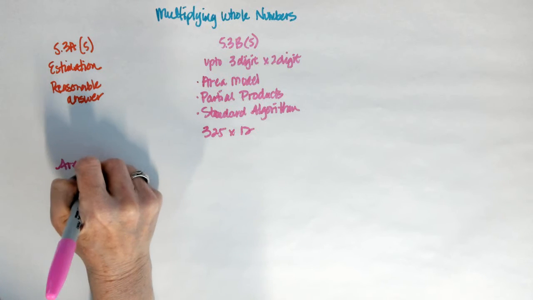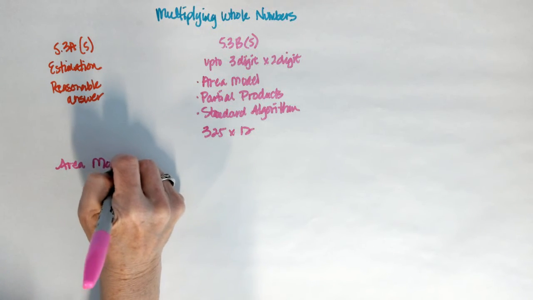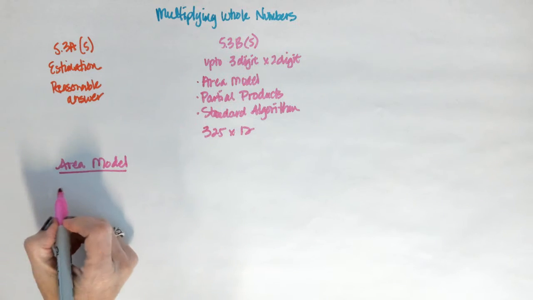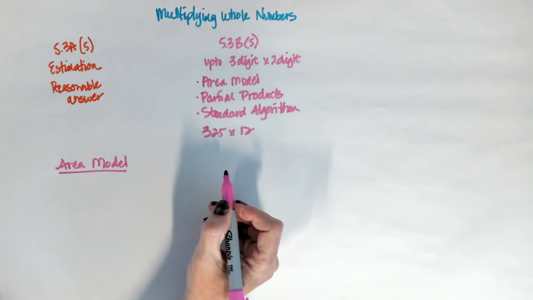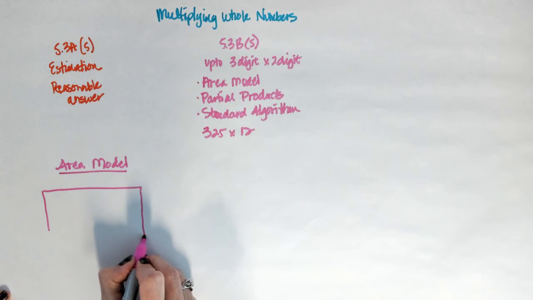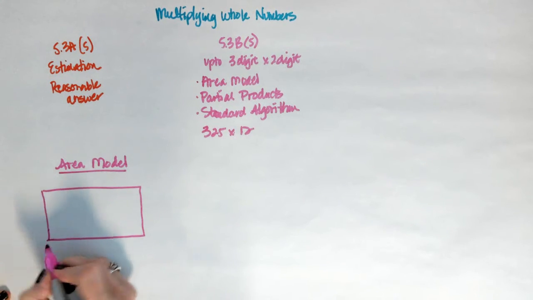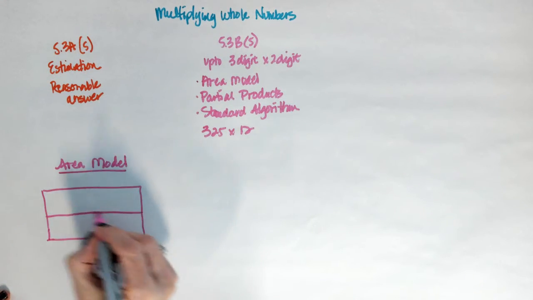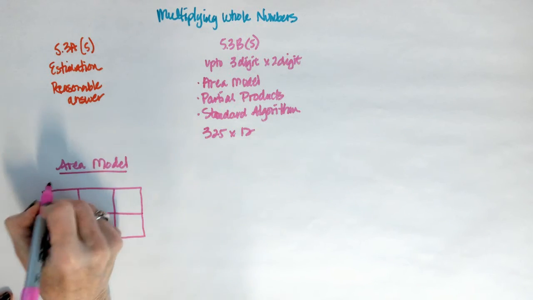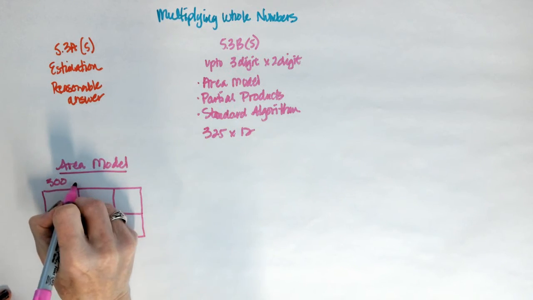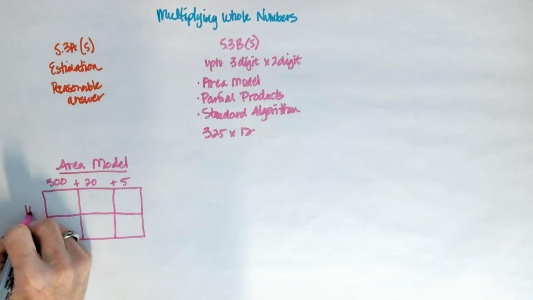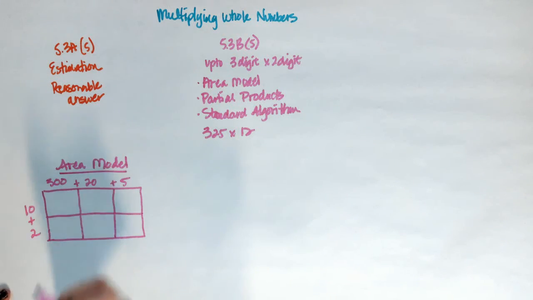And I want you to see how each of these connects as we go through this progression. So if I was going to solve 325 times 12 with an area model, which you may have heard called the box method or a window pane, we break the two numbers apart by their place value. So this would be 300 plus 20 plus 5, and this would be 10 plus 2.